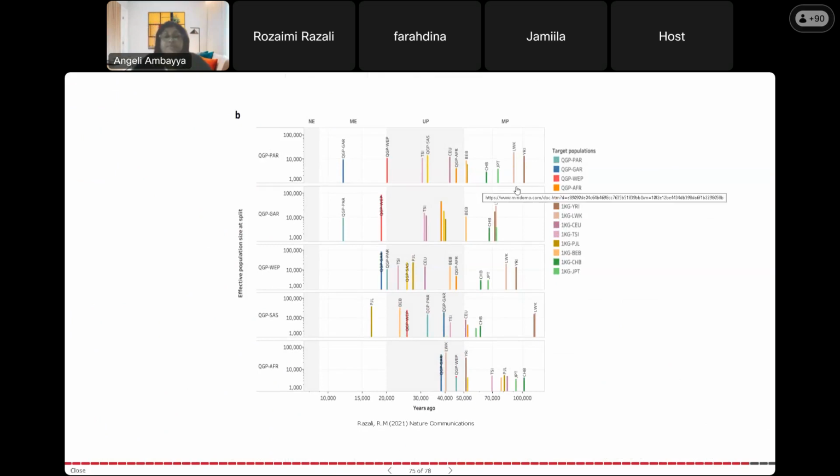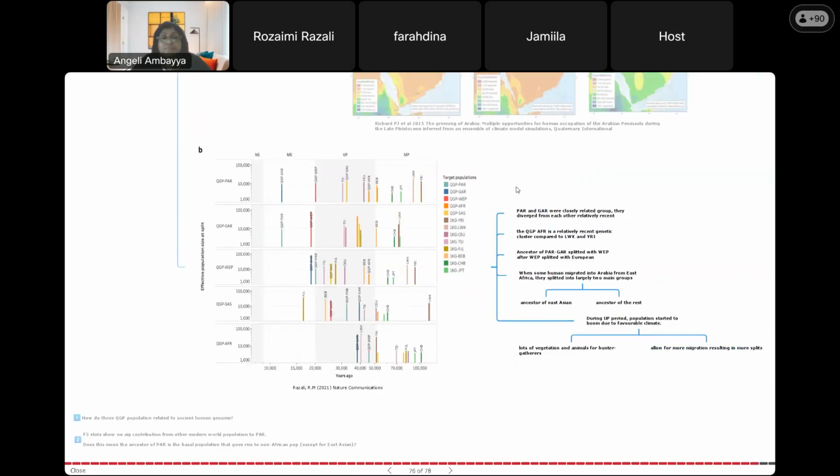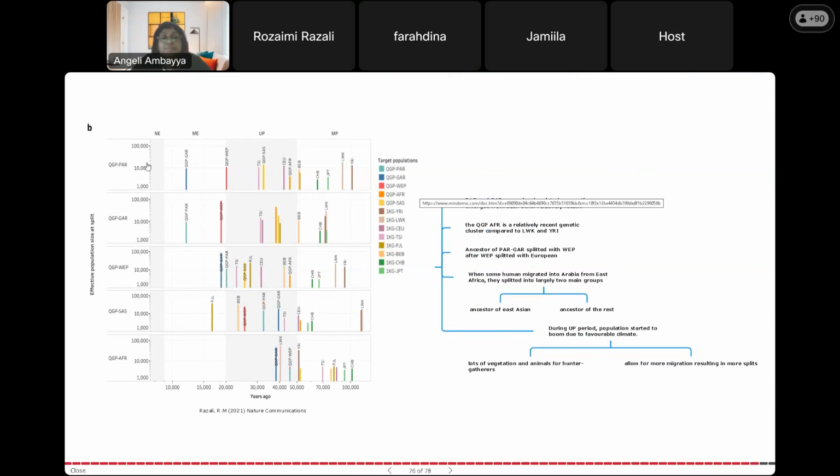So here is an image of the population split. What we can see here is the point of view of different QGP ancestry. If we just look at PA, when the ancient Africans went out of Africa, they split from the other Africans that stayed behind. That basal population then split further. It became two. One went eastward to East Asia, and the rest stayed. Then around 50,000 years ago, we see a split between the South Asian ancestry and the rest. The rest stayed in Arabia, and the South Asians went to India.